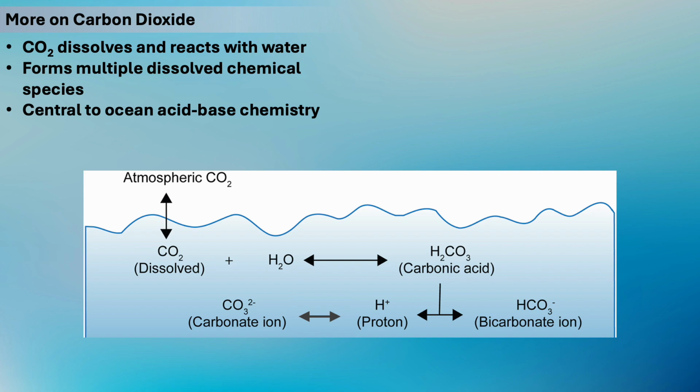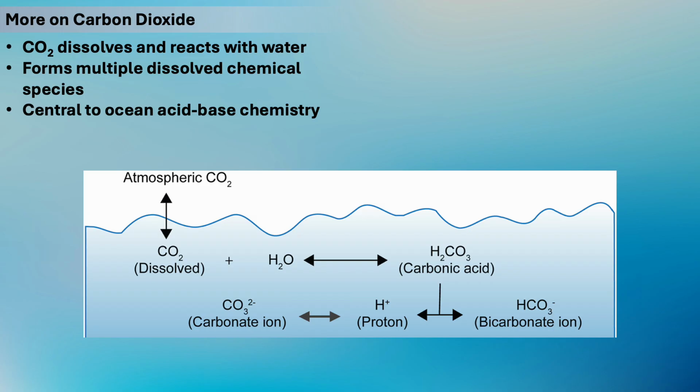The production of hydrogen ions during these reactions means that carbon dioxide directly influences pH. pH is simply a measure of hydrogen ion concentrations, so any process that adds or removes hydrogen ions will affect pH. In seawater, most dissolved carbon dioxide does not remain as CO2. It exists primarily as bicarbonate, with smaller amounts of carbonate and dissolved CO2.